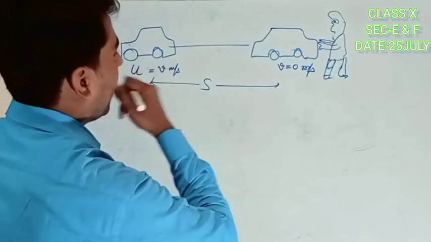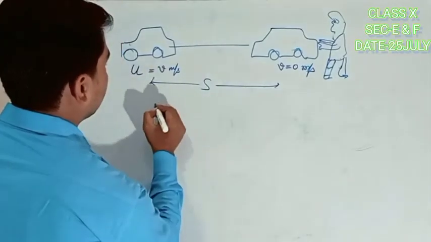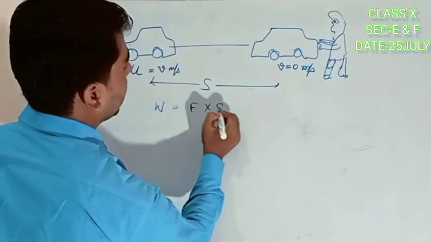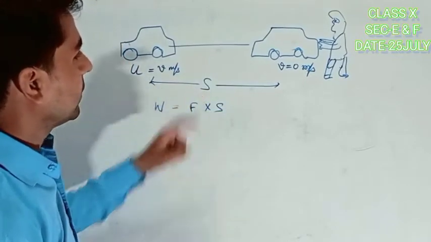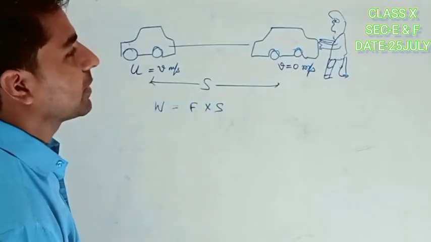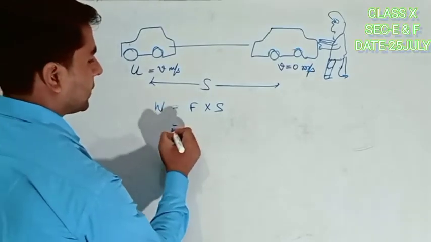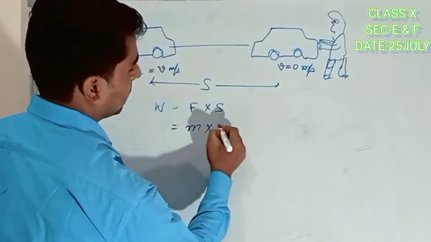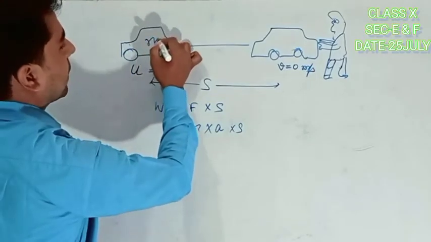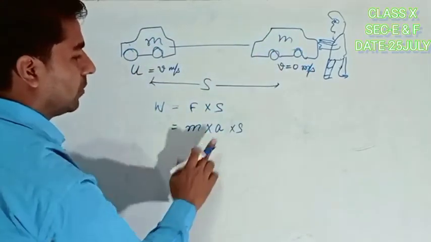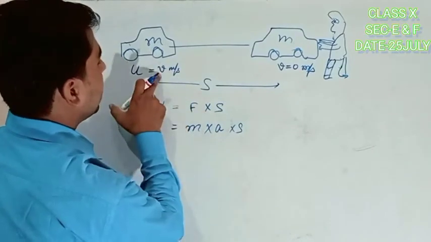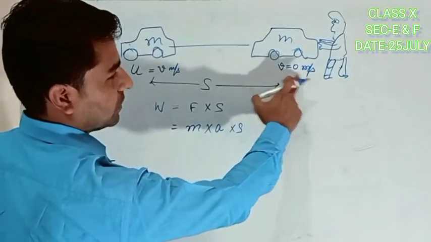So what we have to do? We have to write work done is equal to force into displacement. We are seeing this displacement here, but what force is applied by the man, we don't know. So let's write force as mass into acceleration, into displacement. Suppose the mass of the car is m. Now what do we have to calculate? Acceleration. Initial velocity v, final velocity 0.